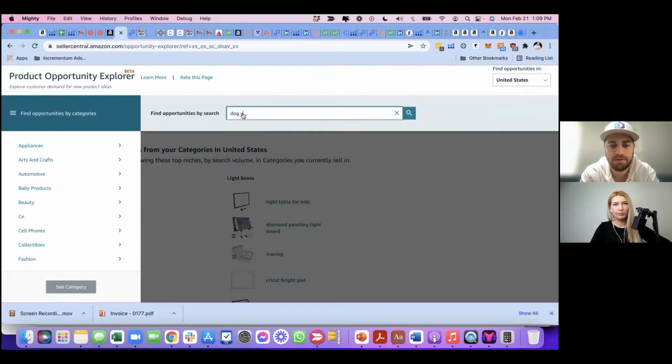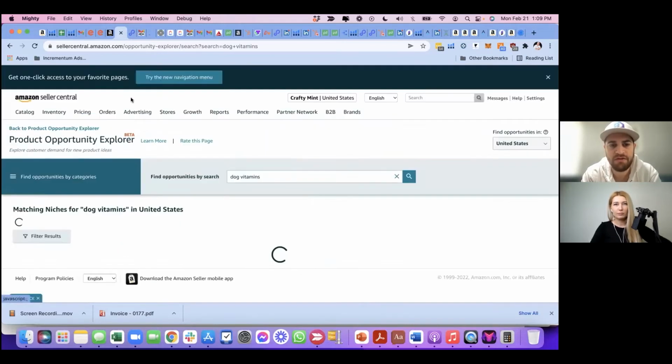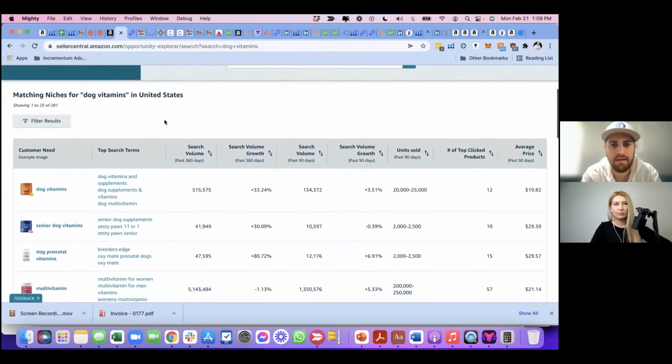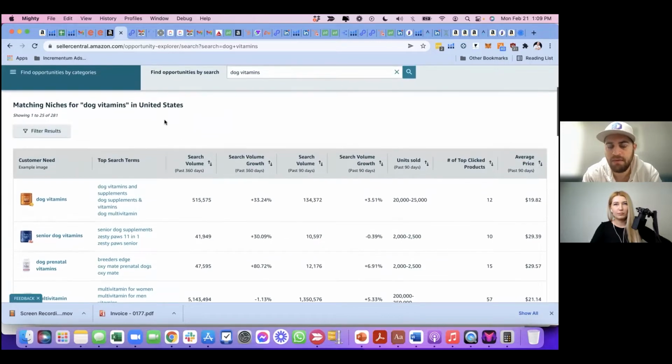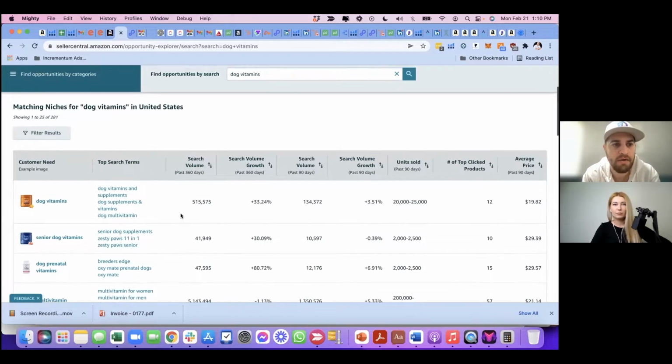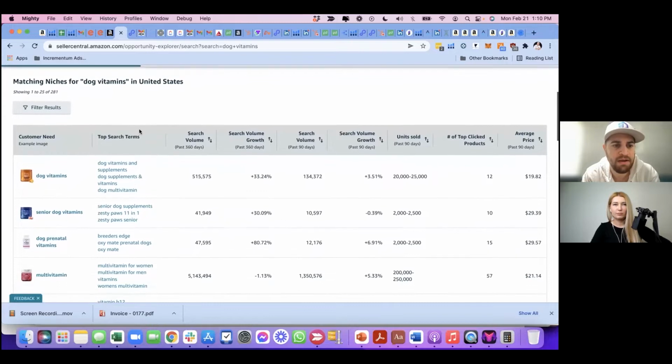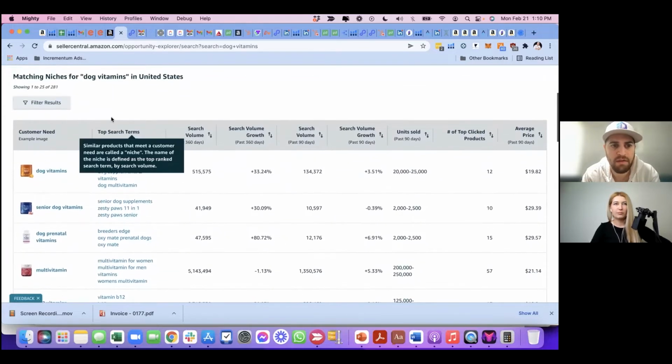I think in that post that Mansoor made, we were looking at the dog vitamins market. So I'm going to do a search there, and this will show me the data relating to this particular market. I can go across this, and again, I'll try to keep it good for those listening by audio only. Essentially, Amazon is going to show me different niches within that are related to dog vitamins.